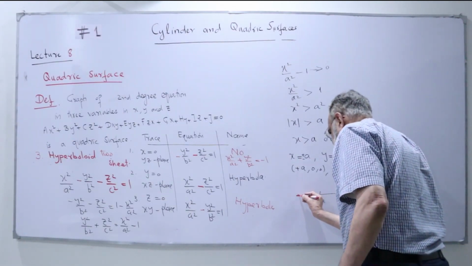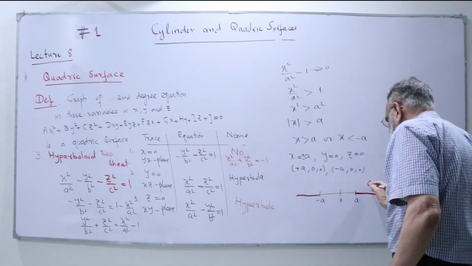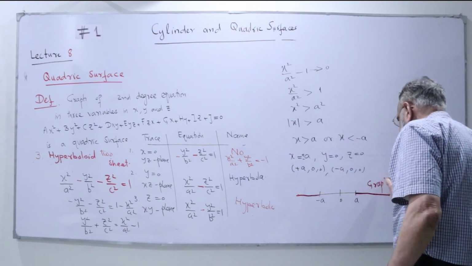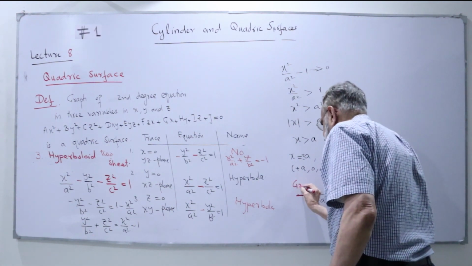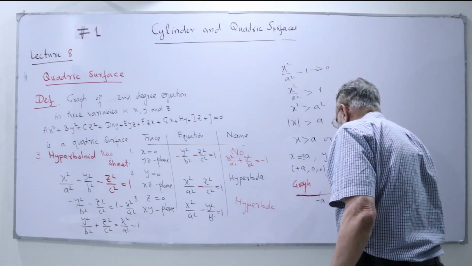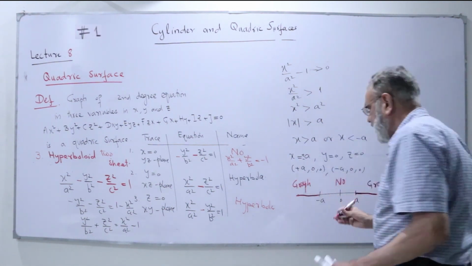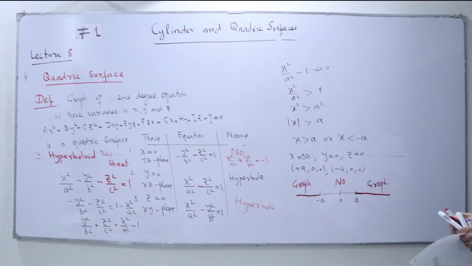We have x less than minus a, we have the graph, and there is a graph in this area, and there is no graph here in this area. That's why we can't make it by one sheet. I say this is a hyperboloid of two sheets. I just make a quick sketch for this one to give you the idea.